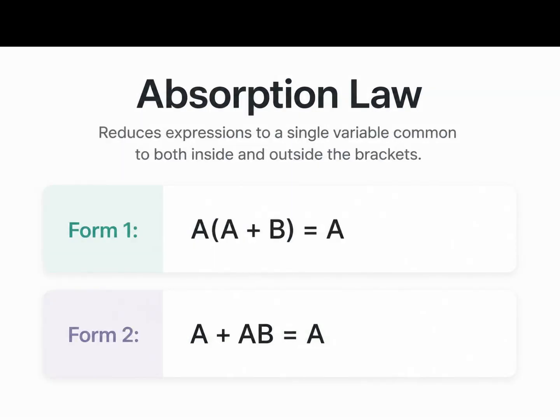Now we get to a rule that is highly specific to Boolean logic, the absorption law. If a variable appears both outside and inside a bracketed expression, it essentially absorbs the other variable. For example, A ANDed with the group A or B just simplifies down to A. This is a powerful tool for eliminating redundant logic gates in a circuit.